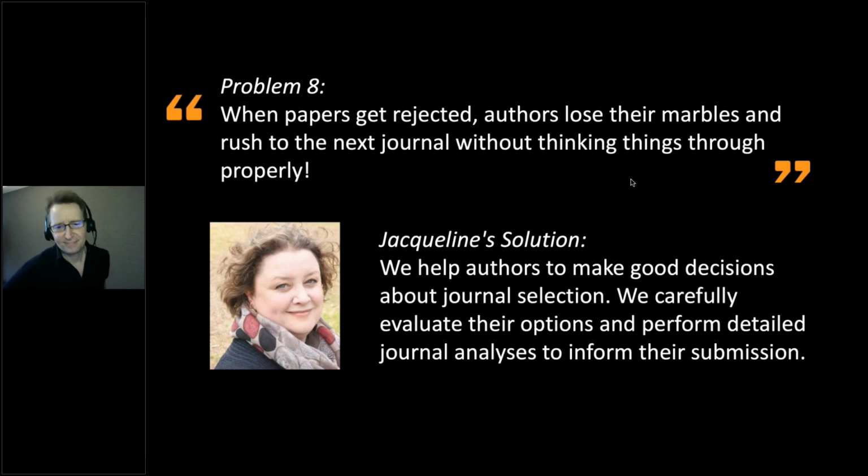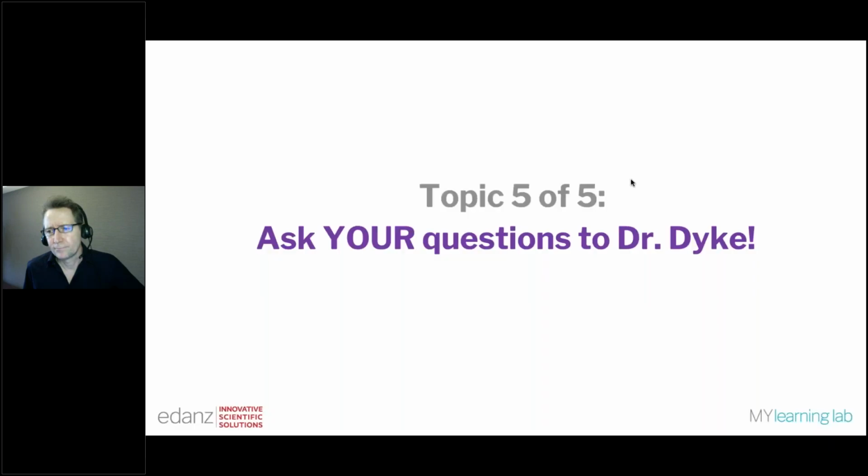There's Jackie's solution. Jackie says we help authors to make good decisions about journal selection. We carefully evaluate their options and perform detailed journal analyses to inform their submissions. So rather than rush on to the next one, give it a good think and consult our experts. Absolutely. This is above and beyond the journal selection tool that we've talked about. Our team of publication specialists, people like Jackie and the other colleagues that you've seen in this presentation, will work with you and do an analysis of the journals that are out there in your field that could be appropriate for your paper, and you'll get all of that back at the end so you can make an informed decision about what you're going to do with your next article.